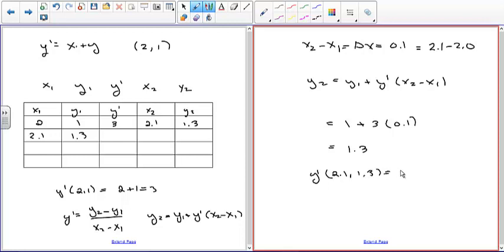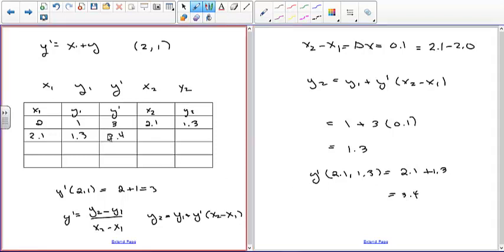So what I get is 2.1, which is x, plus 1.3, which is y, which is 3.4. So that's my slope. You can see it's getting bigger. It's not the same. It's changed. So my new x2 is just going to be this plus 0.1. So I increment it again the same amount. So I'm moving in the x direction by 0.1 units.